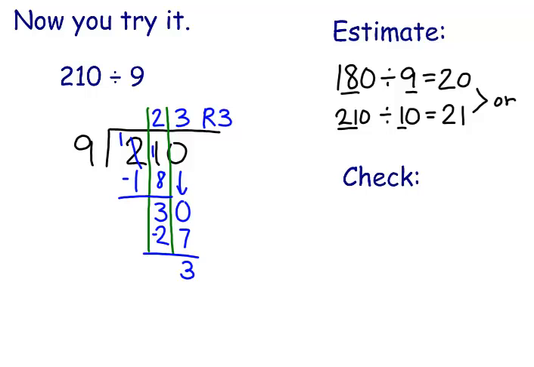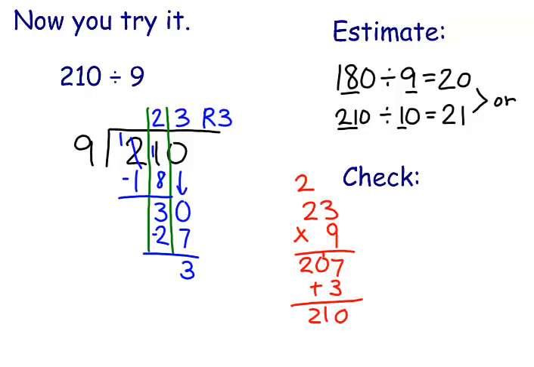So let's go ahead and check it. 23 times 9. 9 times 3 is 27. 9 times 2 is 18, 19, 20. But don't forget, we have to add the remainder. There it is. So the answer is 210. Good job. Let's try another one.